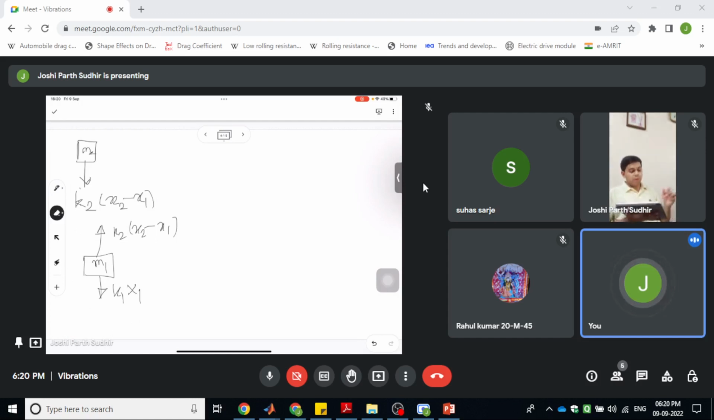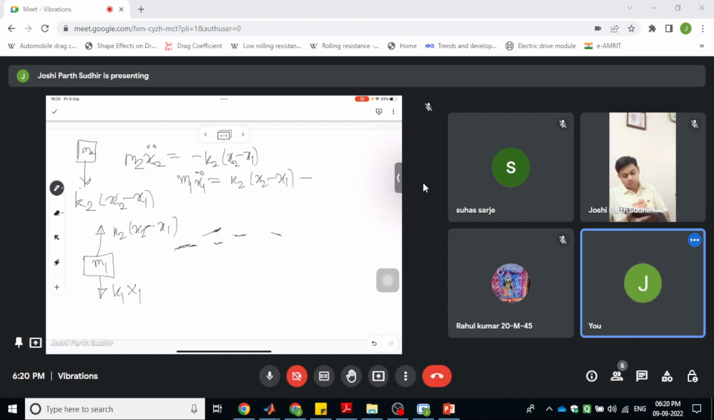Now if we write down the equation of motion, it will be m2 x2 double dot is minus k2 into (x2 minus x1), and m1 x1 double dot is k2 into (x2 minus x1) minus k1 x1.